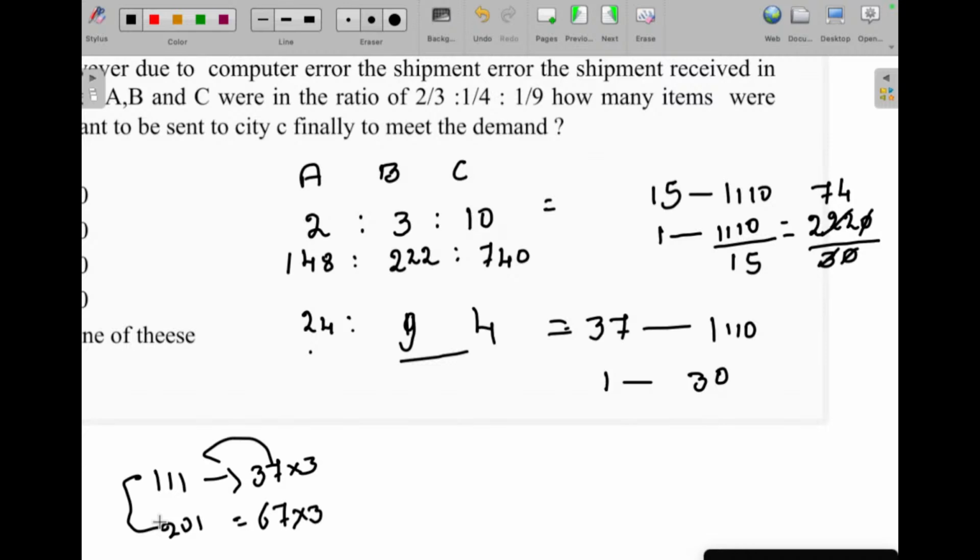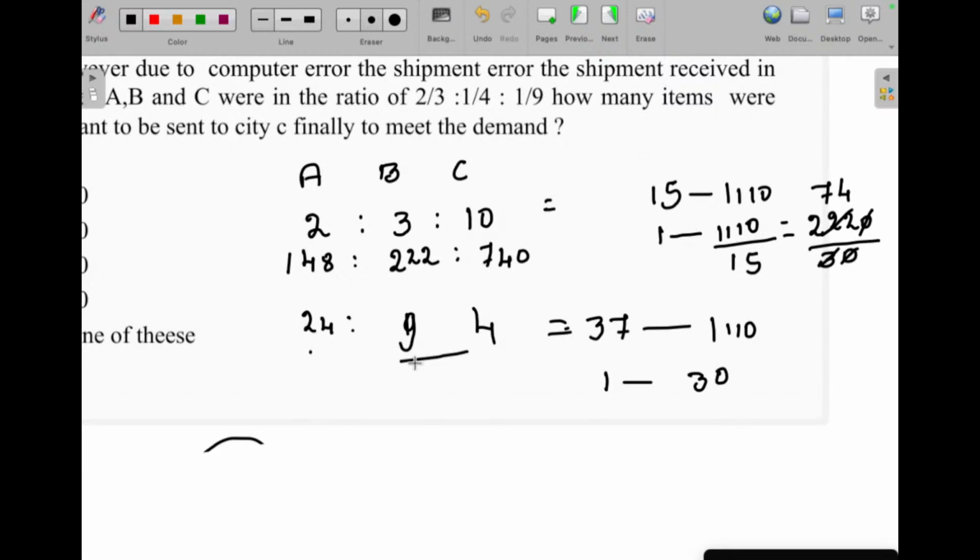It will come in quadratic equations also. I told you there also it's a most important number. Usually it will come, most of the times. 37 and 67 will come. If you remember that number, I can easily calculate 1110 divided by 37 here. So one part is equal to 30.